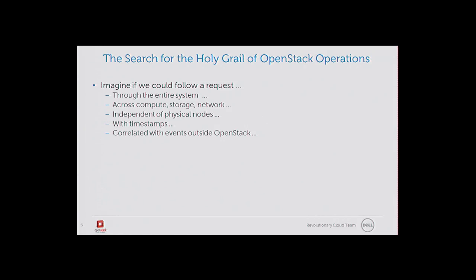What we're searching for is really the holy grail of OpenStack operations. The big challenge for an operator is really to say, what would happen if we could follow a request through the entire system? So starting with a request into Nova API, follow it through the system, across compute, across storage, across networking, independent of the physical nodes or where things are running, independent of if I move services around, actually catch timestamps on that activity, and potentially correlate that with the things that were happening outside of OpenStack. So to me, this is the holy grail of log analysis.